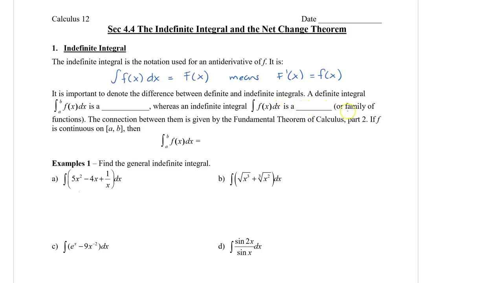A definite integral, such as the integral from a to b of f of x dx, is going to be a number. Whereas an indefinite integral, so without the upper and lower limit, f of x dx, is going to be a function. Or, as I stated before in previous videos, a family of functions. The connection between them is given by the fundamental theorem of calculus, part 2.